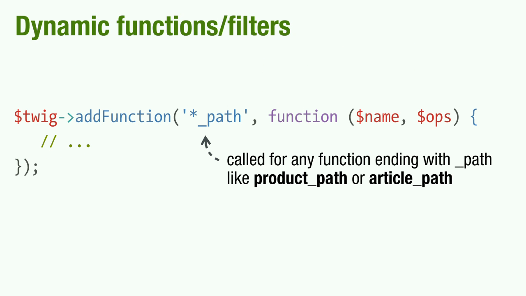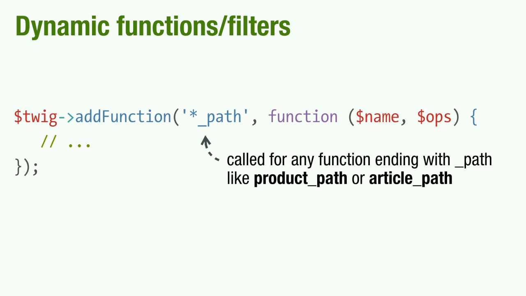Dynamic functions and filters. So when you define a new function or a new filter, you can use a star, and that means that it's going to match anything underscore path. So for instance, product path or article path or whatever you want. So it's a great way to define dynamic functions and filters. Don't do something I've seen in the past, which is star PHP underscore star, star being any PHP function.